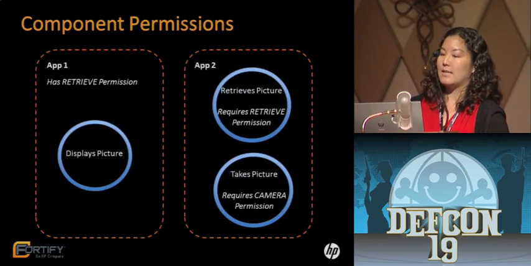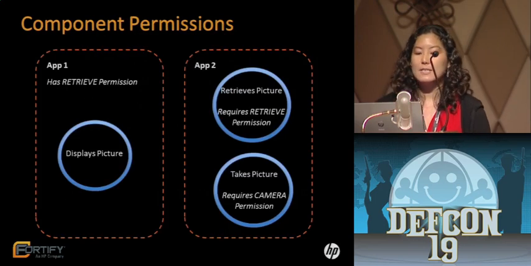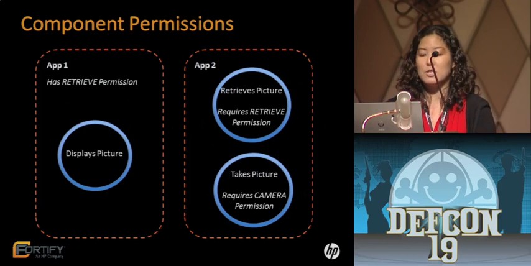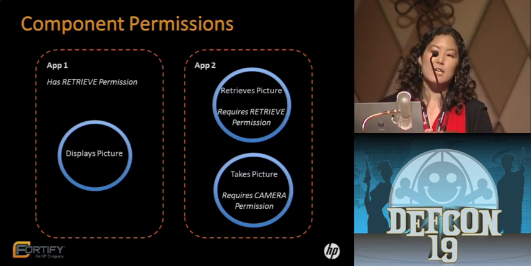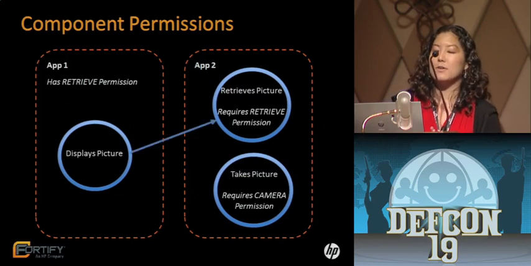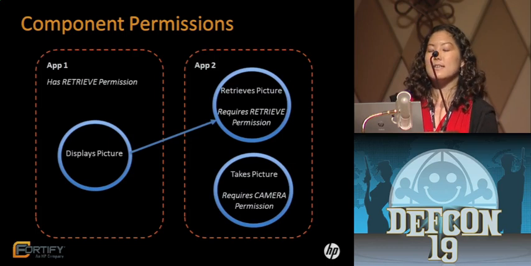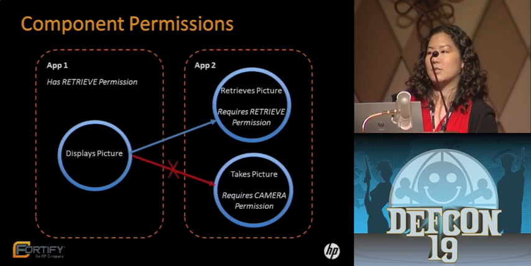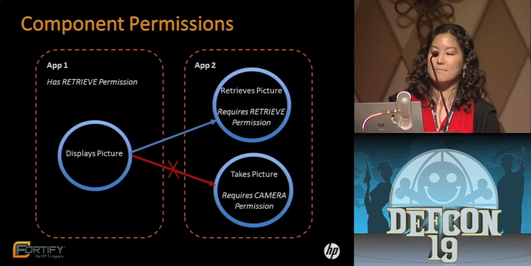So an example of that second requirement is, on the right side we have application 2. This has two public components. One retrieves a picture and it requires the retrieve permission. The other one takes a picture and it requires the camera permission. And then on the left-hand side we have an application and it has the retrieve permission. So in this example, the displays picture component in application 1 can send an intent to the retrieves picture component because it has the retrieve permission. It can't send the intent to the takes picture component because it doesn't have the camera permission.